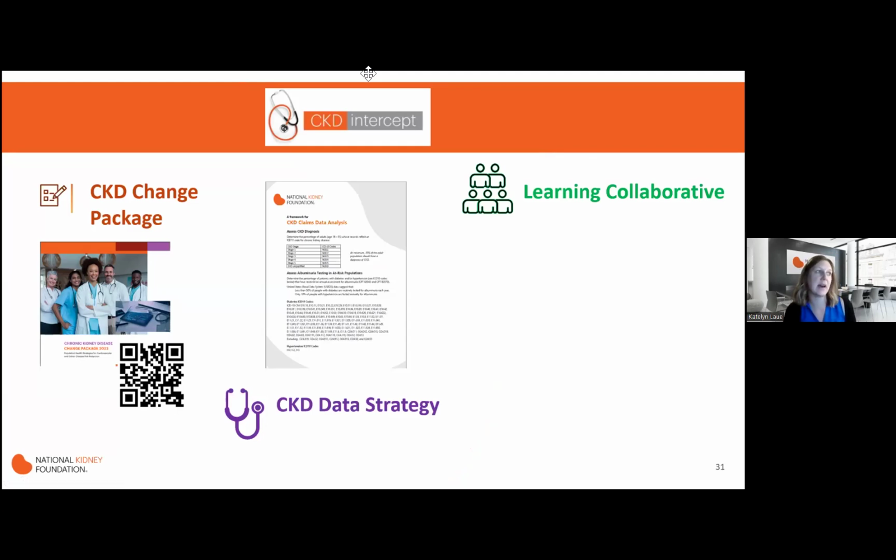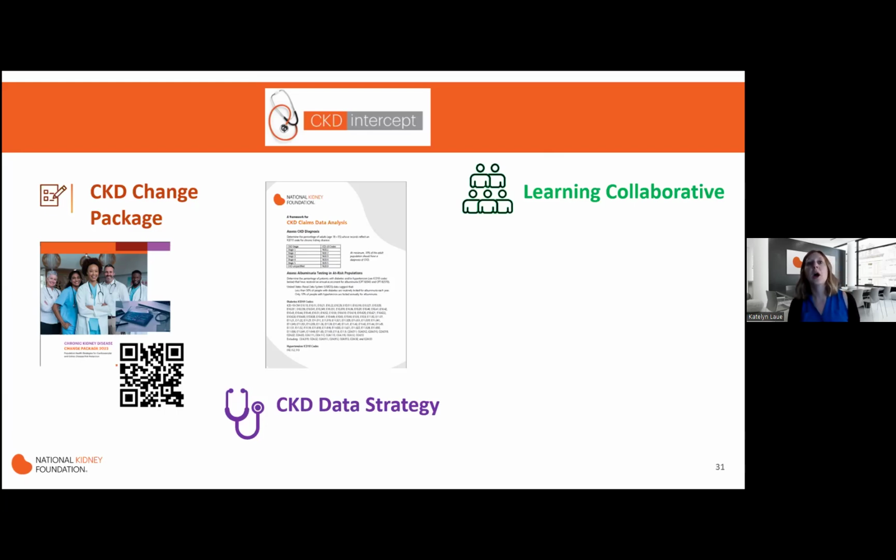The first thing that we have is something called the CKD Change Package, which is really foundational to all of NKF's work. It really guides all of NKF's work in primary care and population health and improving CKD testing and diagnosis. It's a compilation of evidence-based and recommended strategies that have come from published literature, as well as from a group of over 20 clinicians that came together to help inform these best practices and recommendations.